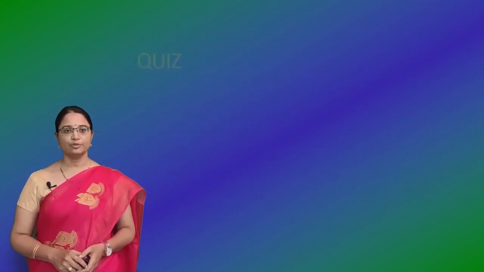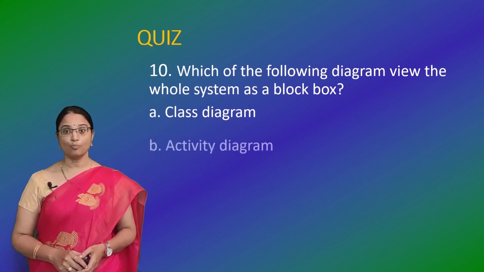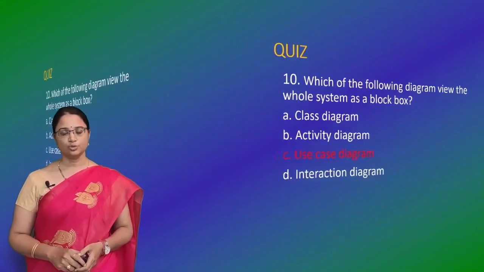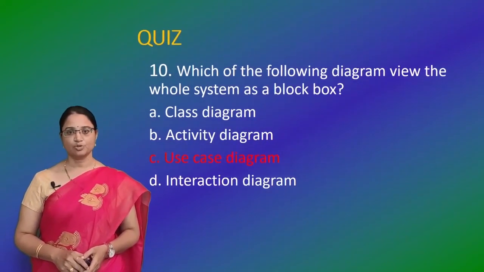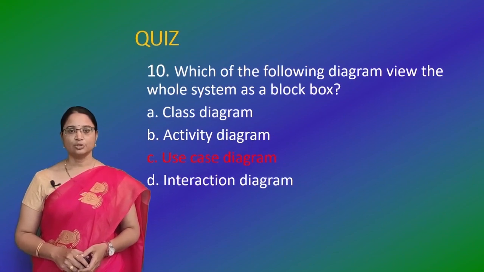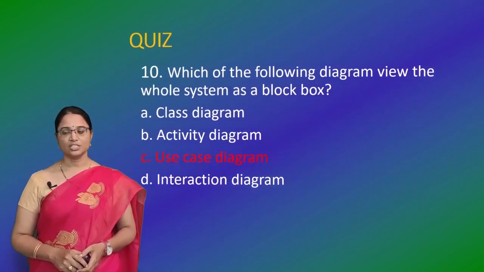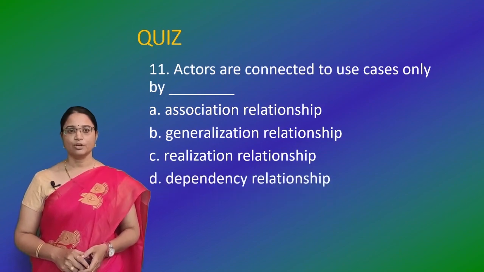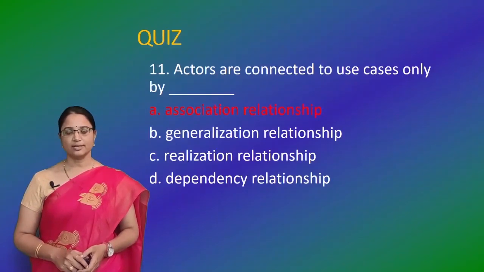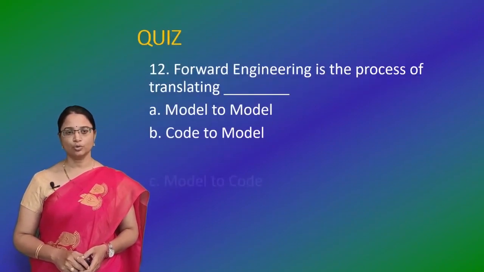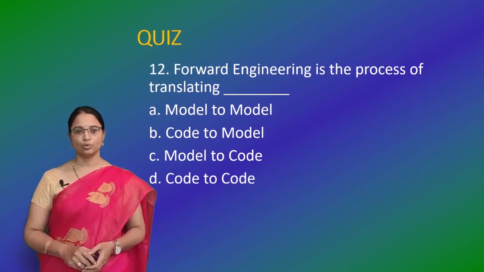Which of the following diagrams views the whole system as a black box? Class diagram, activity diagram, use case diagram, interaction diagram. Black box, that is nothing but use case diagram. Actors are connected to the use cases only by association, generalization, realization, dependency. We have already discussed this, that is association. Forward engineering is the process of translating dash: model to model, code to model, model to code, code to code. That is model to code.